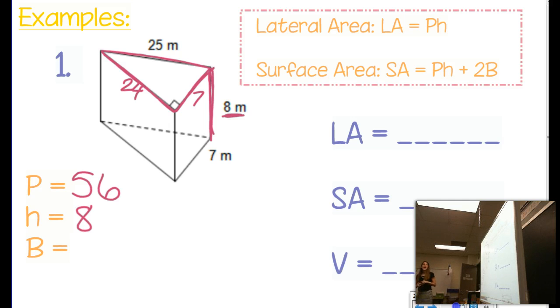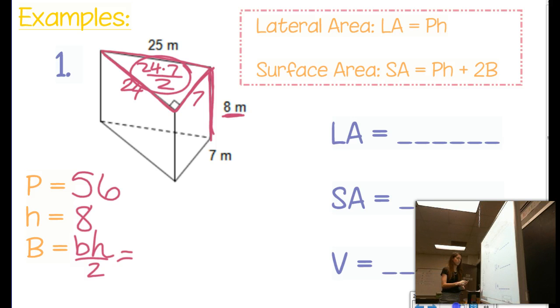All right, area of the base. Now, the base is a triangle. So when I'm finding area of the base, I'm going to need base times height divided by 2 of my triangle. The number you don't use is the hypotenuse. You will not use 25 to find the area of that triangle. Base times height divided by 2 will get you the area of that triangle. What is it, Matt? Yes, thank you.